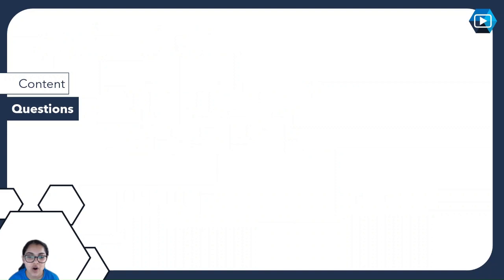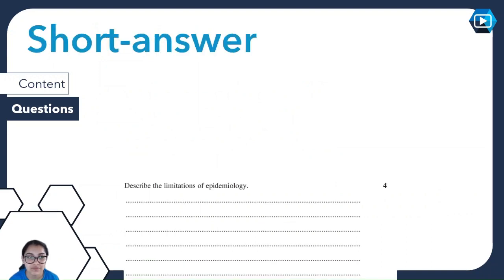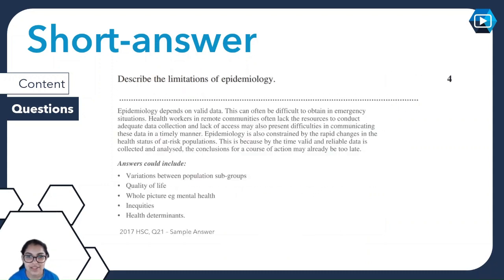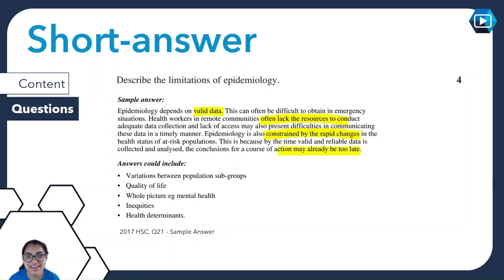Let's then move on and have a look at a short answer question. So this is from the 2017 HSC paper, and it's a 4-marker, and it is asking you to describe the limitations of epidemiology. So essentially, epidemiology, as we discussed, some of the key limitations include the fact that it does not provide a holistic approach. It does not give us a holistic overview of life. There's obviously inequities with the resources being available to those in rural and remote areas to actually collect that epidemiological data and convey it in time.